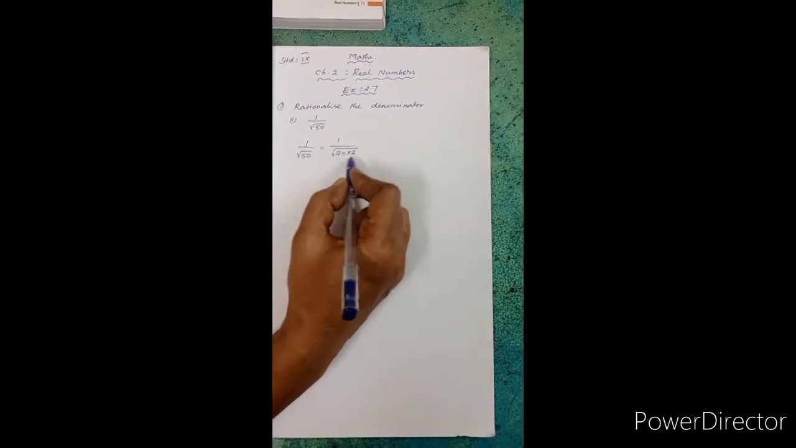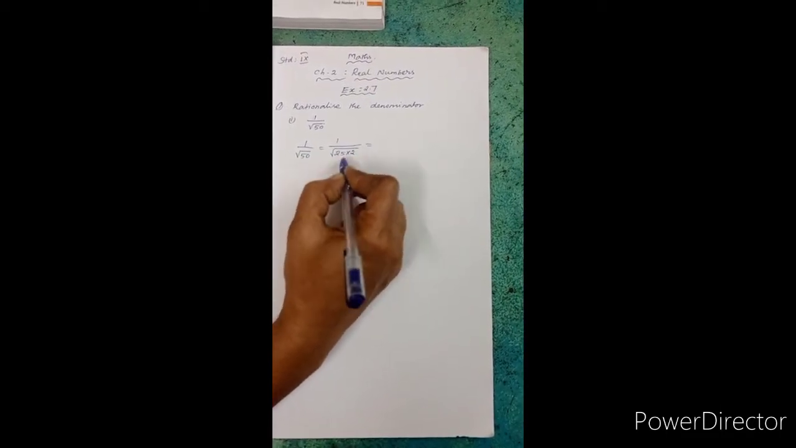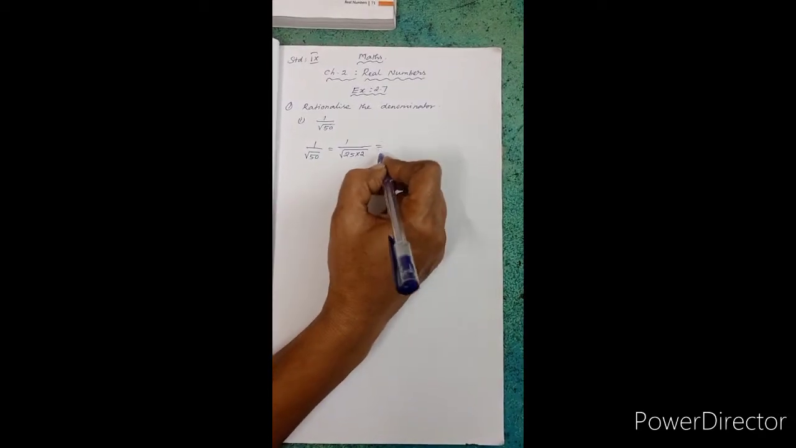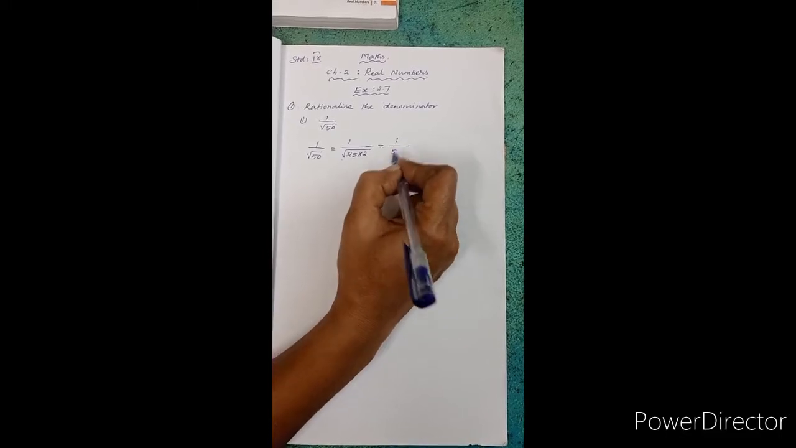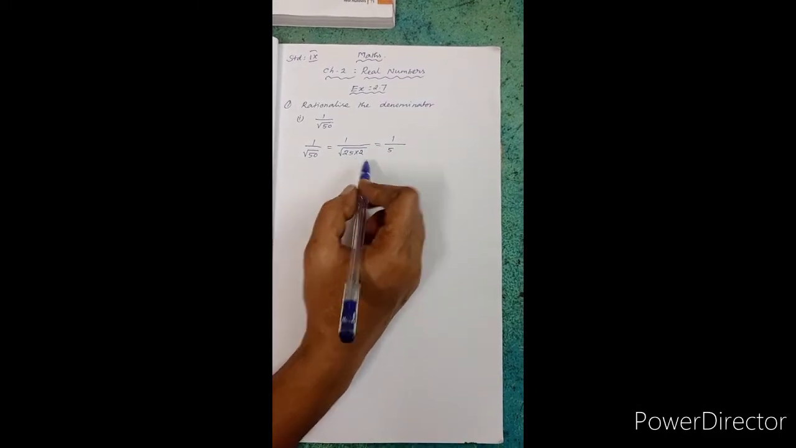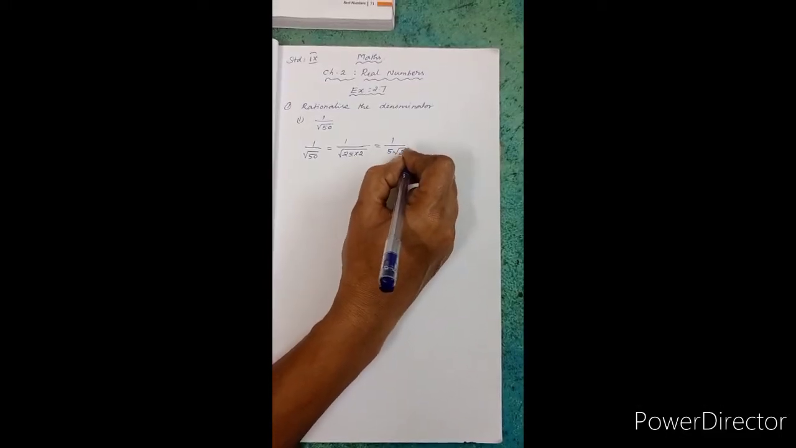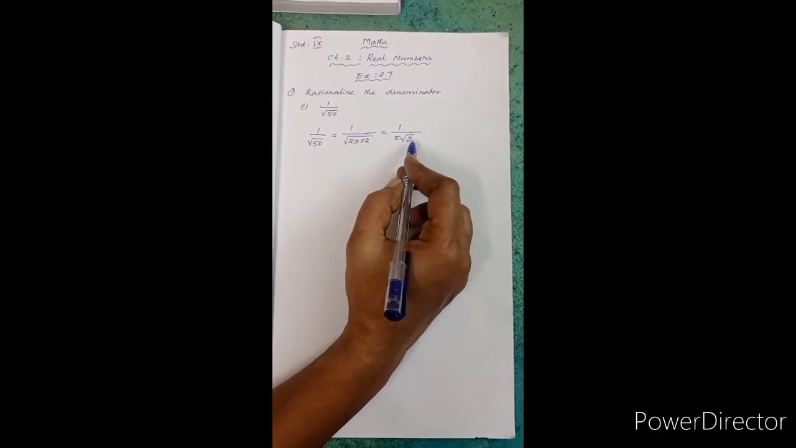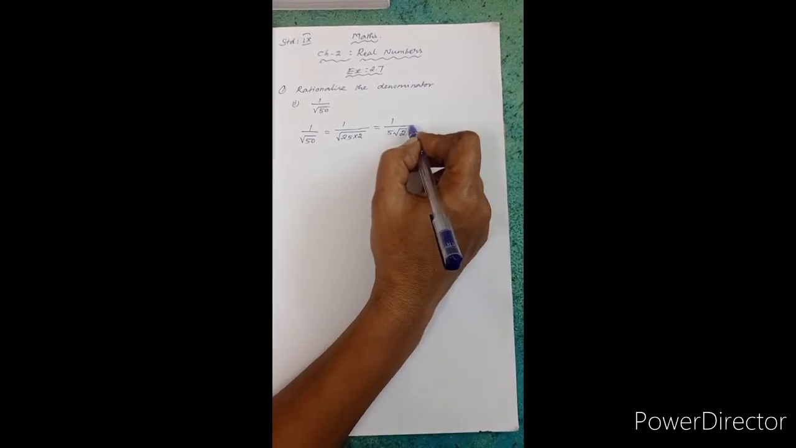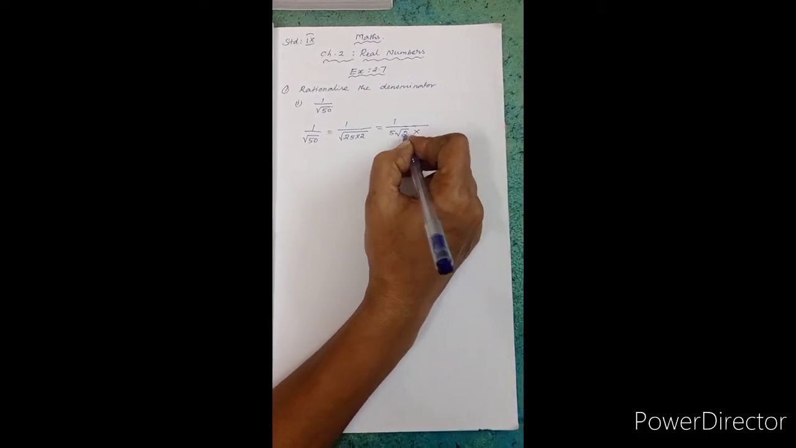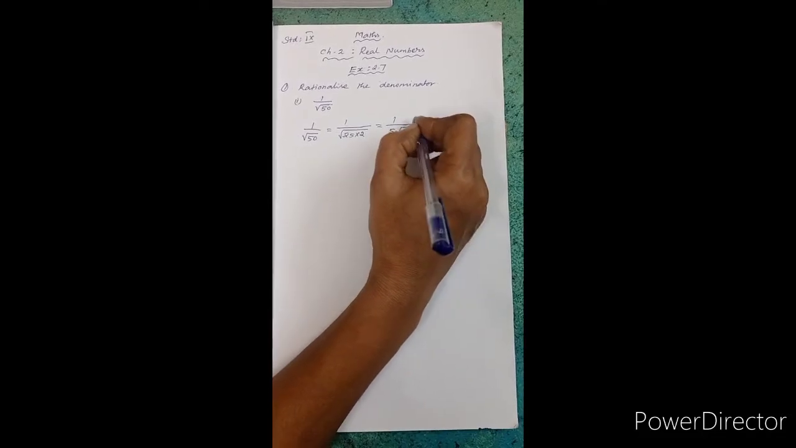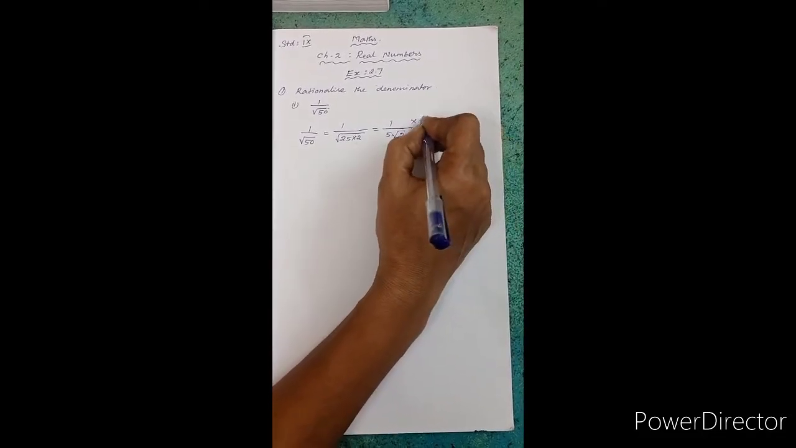25 is a perfect square number. Therefore root of 25 is 5. So the denominator can be written as 5 into root 2. Here our irrational number is root 2. How to remove this root 2? Multiply this root 2 again with root 2. So in the numerator also put one root 2.